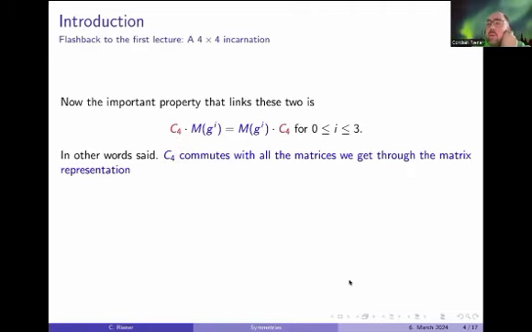So it doesn't matter if I multiply from the left or from the right with this matrix for all the matrices in my representation. Another, a little bit more algebraic way of saying this is that this matrix C4 lives in the commutant algebra of this representation. Okay. Have you verified this at least for one of the examples?